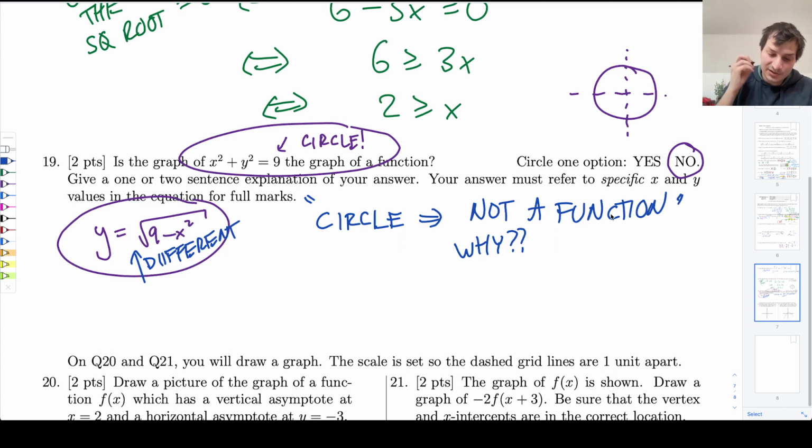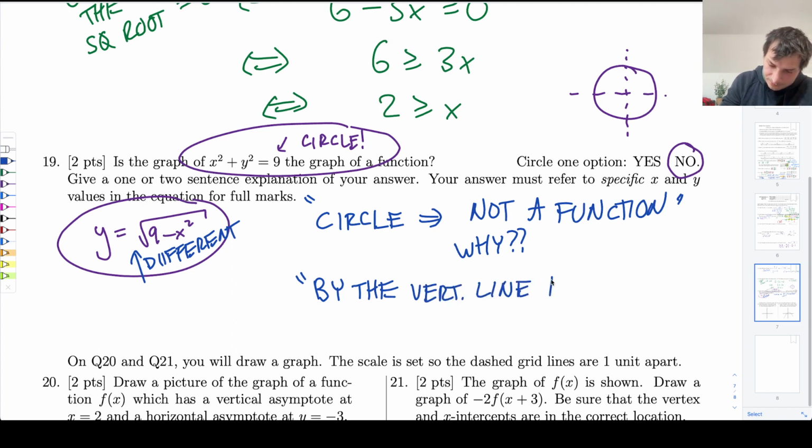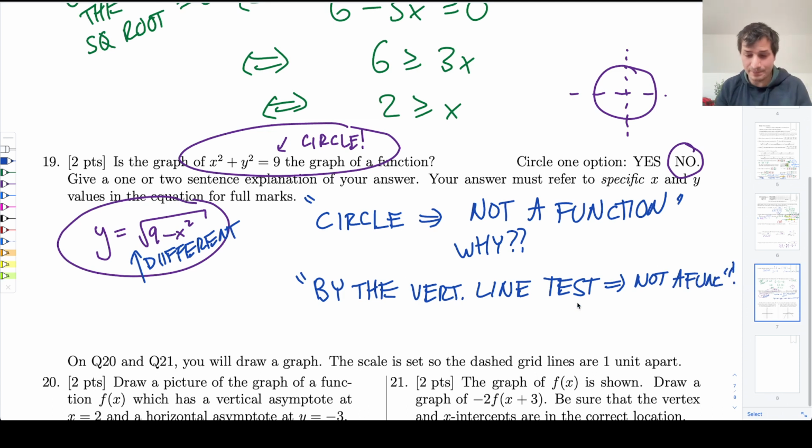We want to see why. Some people wrote by the vertical line test, therefore not a function. Okay, and this is great. This is good. This answers why. But we actually really wanted to see, and this was in the instructions, your answer must refer to specific x and y values. So I wanted specifically, by the vertical line test, it's not a function, specifically which vertical line and where is it intersecting. That's what we want to see. So if you wrote this, I think you got 0.5 out of 1 mark.